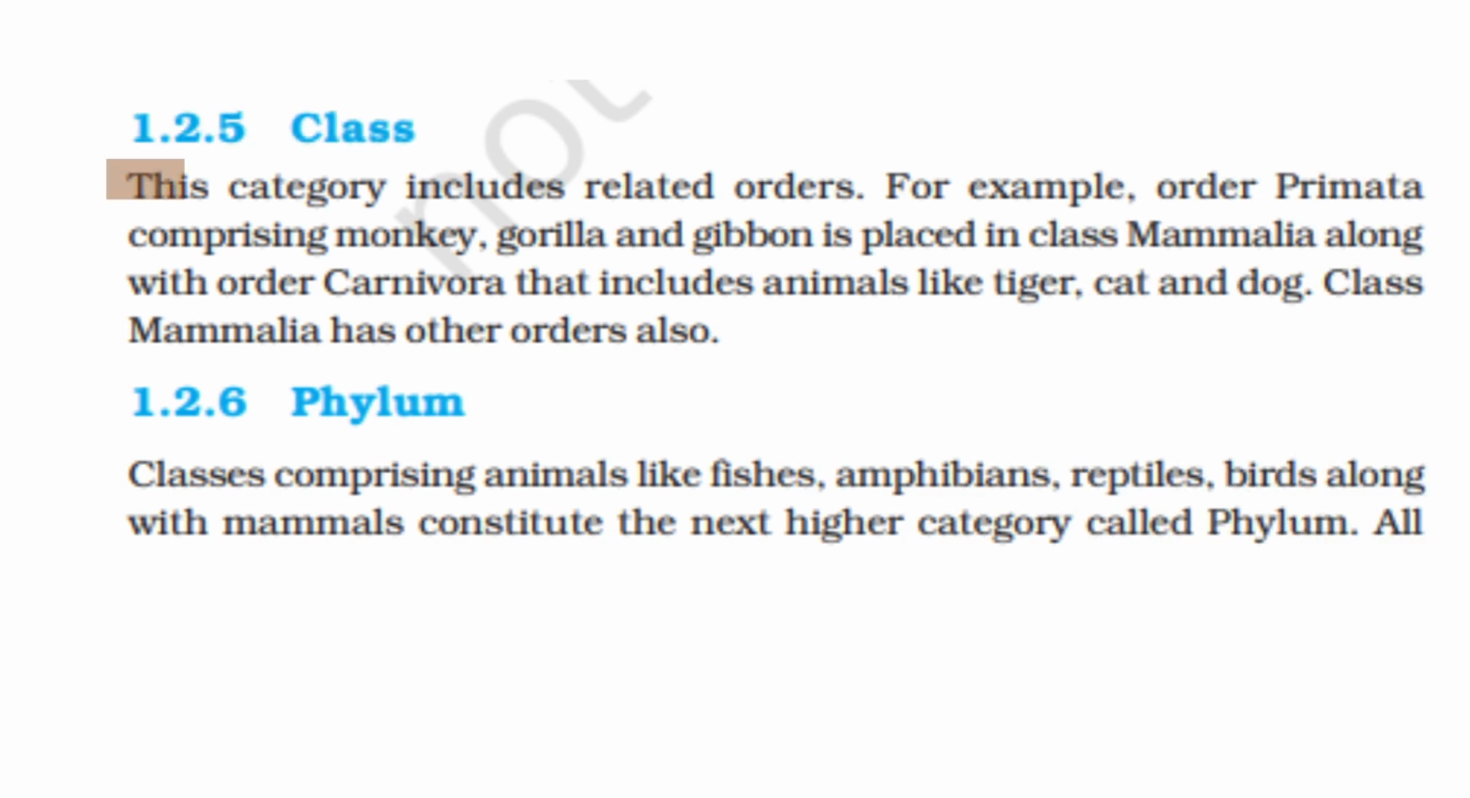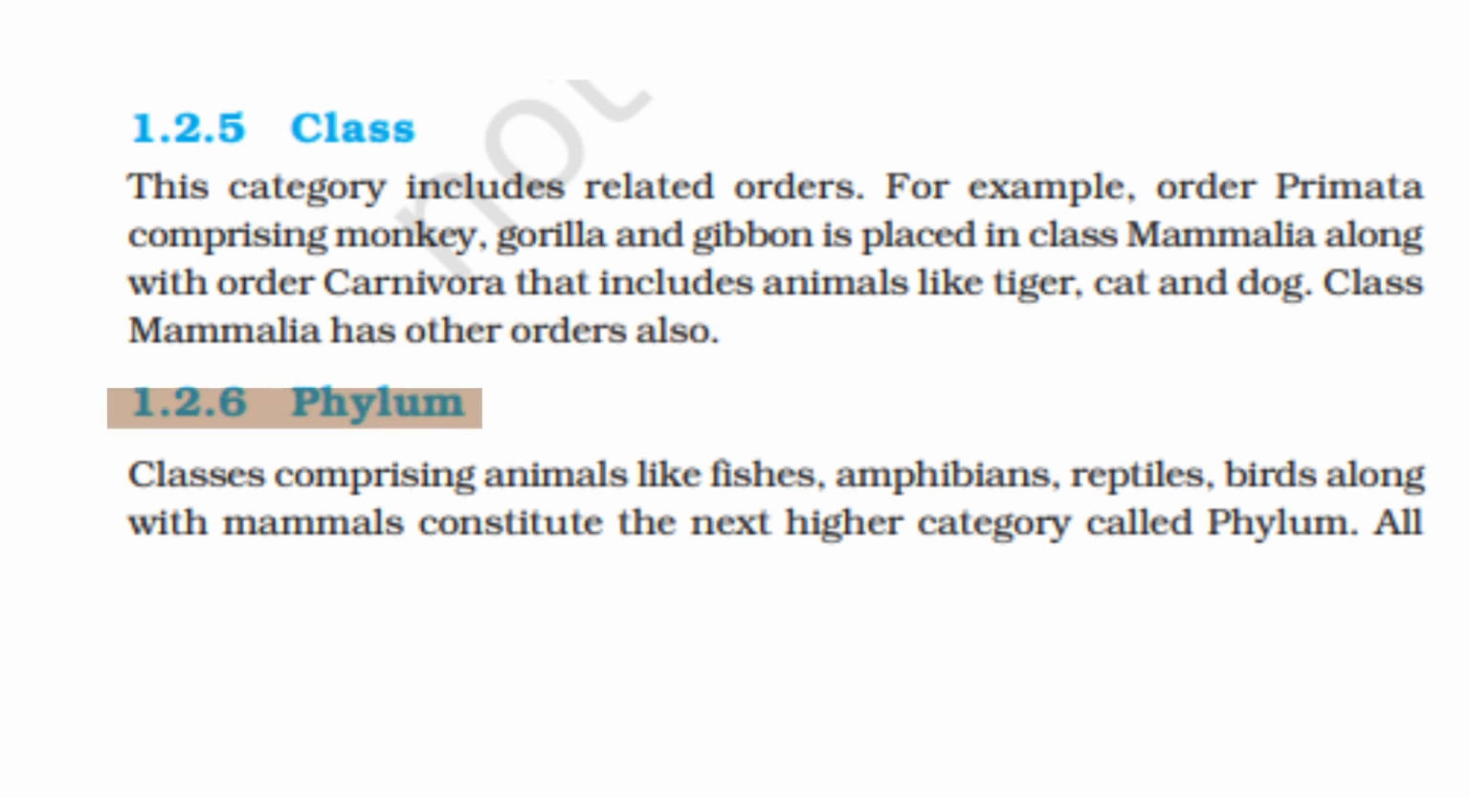Class. This category includes related orders. For example, order Primata, comprising monkey, gorilla, and gibbon, is placed in class Mammalia, along with order Carnivora, that includes animals like tiger, cat, and dog. Class Mammalia has other orders also.